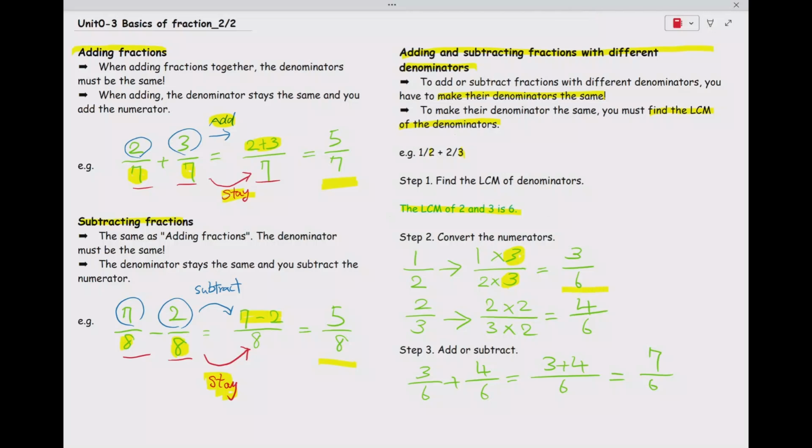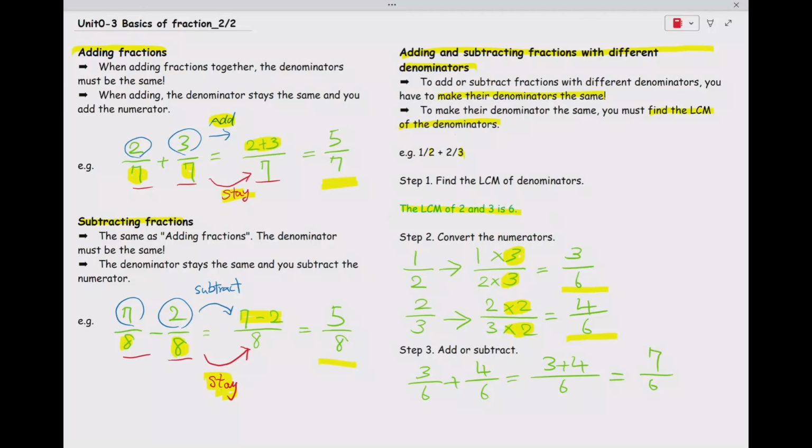This goes the same for 2/3. You need to multiply both the numerator and denominator by 2 in order to make the denominator become 6. So, you should have 2 times 2 over 3 times 2, which will give you 4/6.